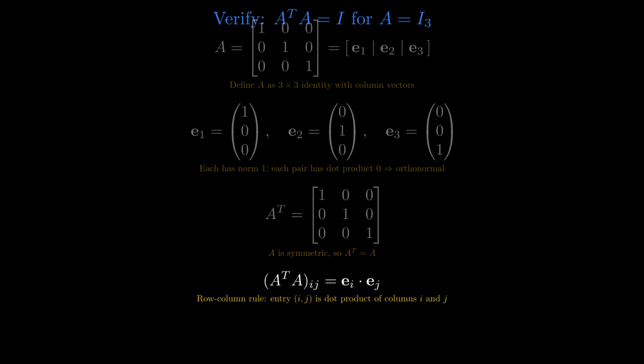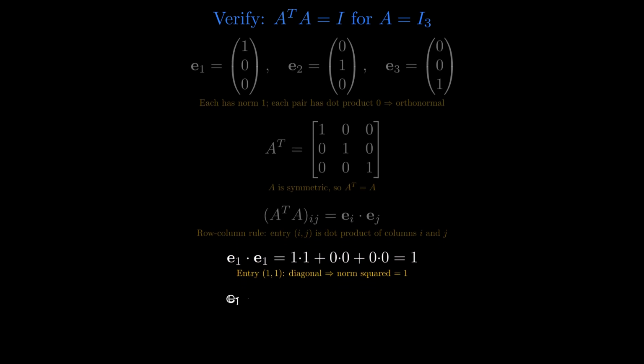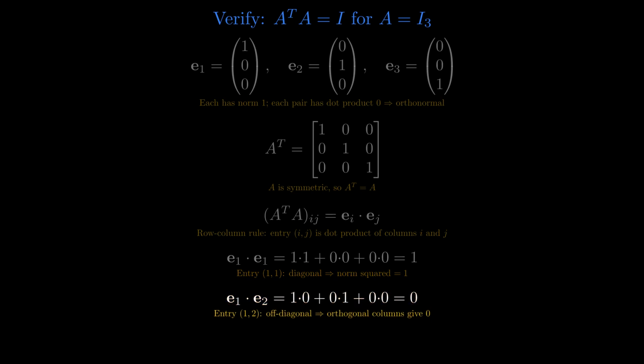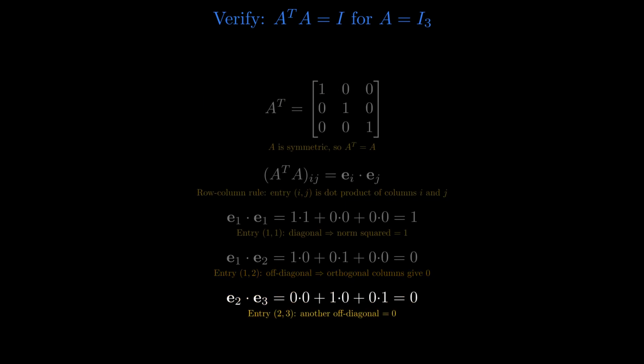Remember, the entry in row i, column j of A transpose A equals the dot product of column i with column j. Let's fill this in entry by entry. E1 dot E1 equals 1 times 1 plus 0 times 0 plus 0 times 0, which equals 1. E1 dot E2 equals 1 times 0 plus 0 times 1 plus 0 times 0, which equals 0. Similarly, E2 dot E3 equals 0 times 0 plus 1 times 0 plus 0 times 1, which equals 0.